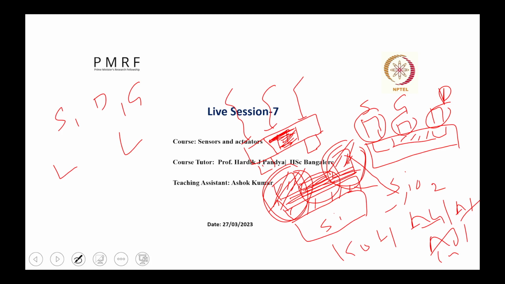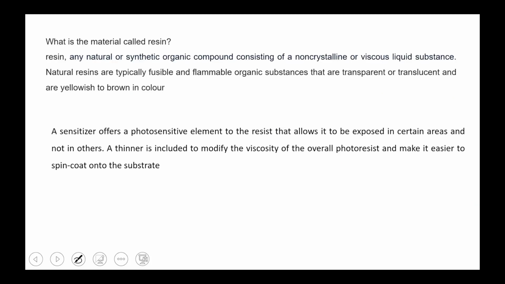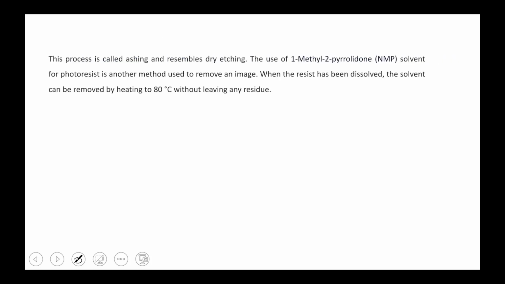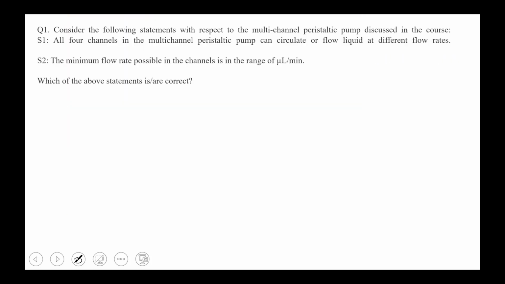So should we move? Yeah. So I think this is for Jabira. I will explain in the last. So can you answer these questions? Anyone?